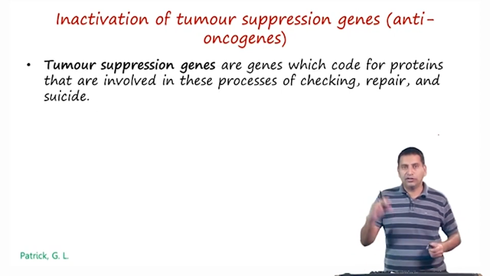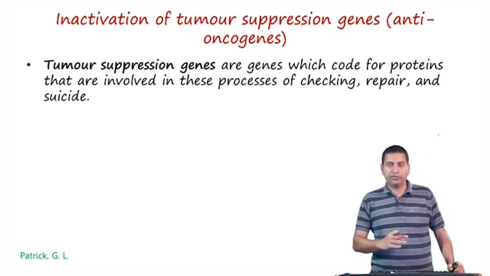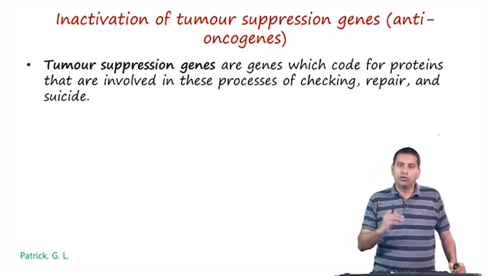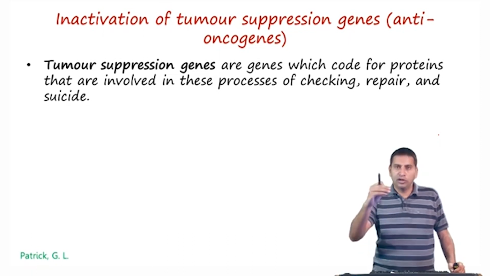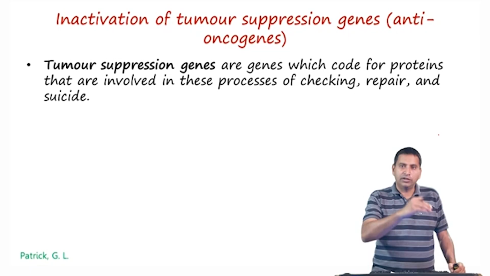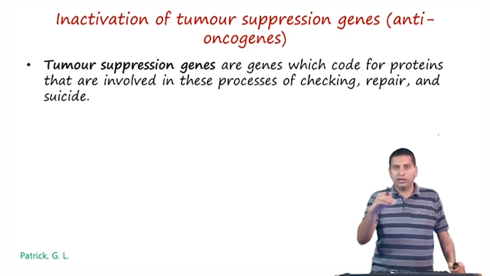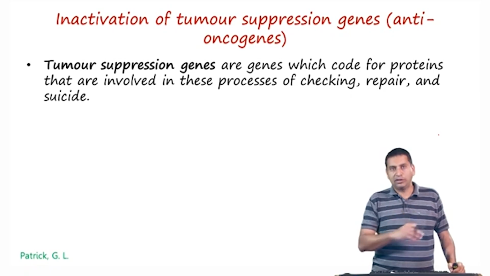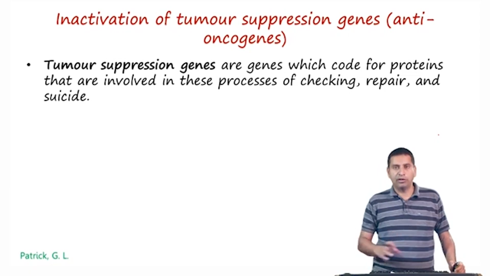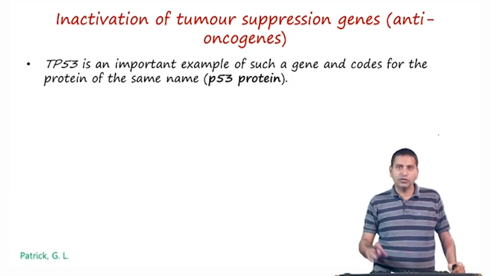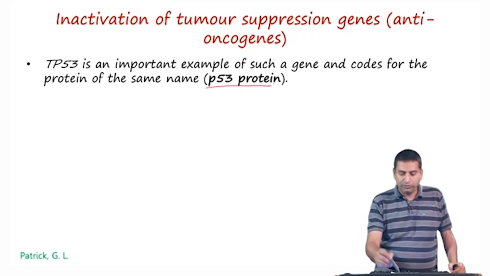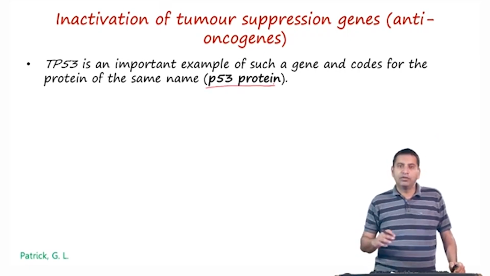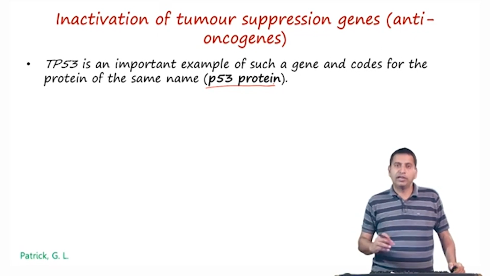So, there are genes known as tumor suppression genes, and these code for proteins that are involved in checking whether there is damage in the cell or not, repair in the case of DNA damage, and suicide. This is a very intricately regulated process, and tumor suppression genes form an important part of this. An example is TP53, a gene which codes for the protein P53. The P53 protein is very intimately linked with several cancers.